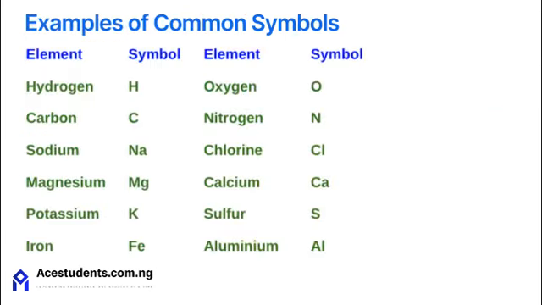Here are common elements and their symbols. Notice that some symbols are based on their Latin names. For example, Na comes from natrium, Fe from ferrum, and K from kalium.